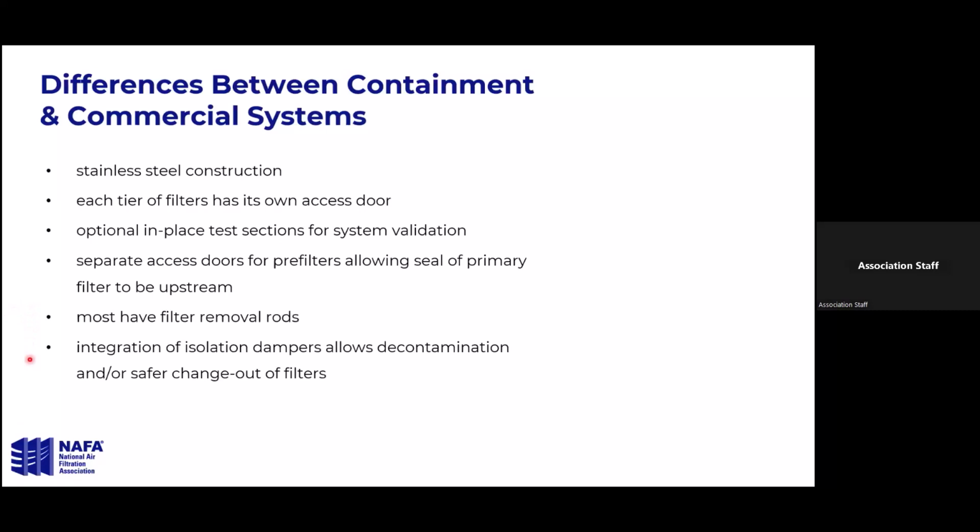And they also have an integration of isolation dampers, which allows the decontamination and/or safe change out of the filters, versus a commercial system that generally does not have that.